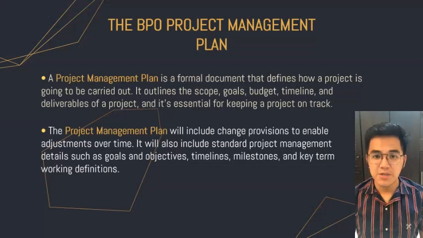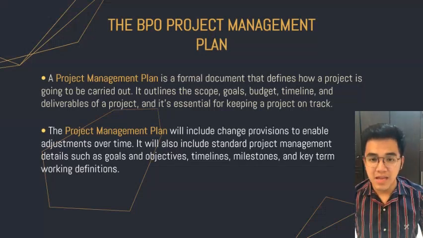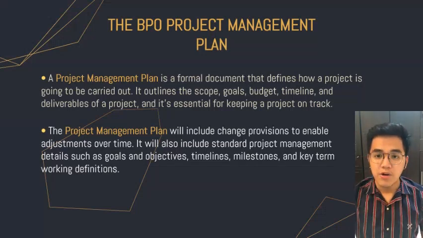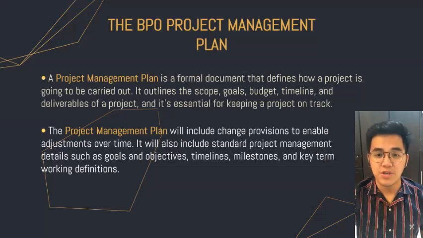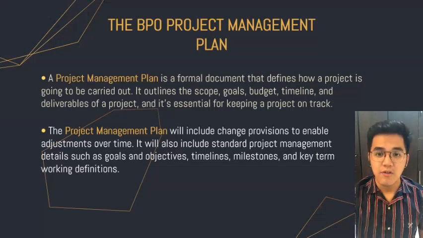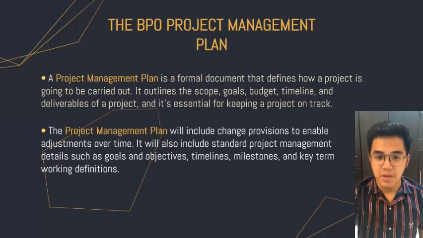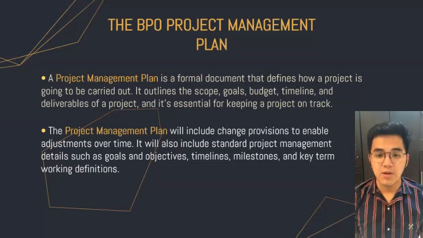The Project Management Institute estimates that as of 2017, organizations were wasting an average of $97 million for every $1 billion invested due to poor project performance. The project management plan will include change provisions to enable adjustment over time.